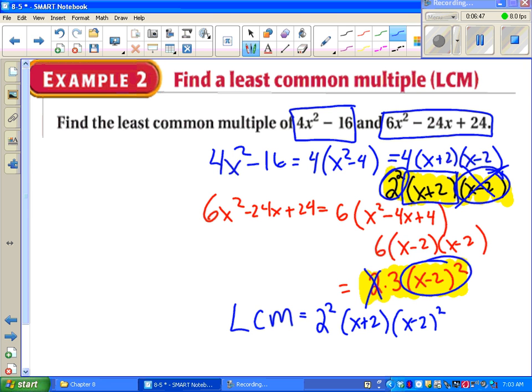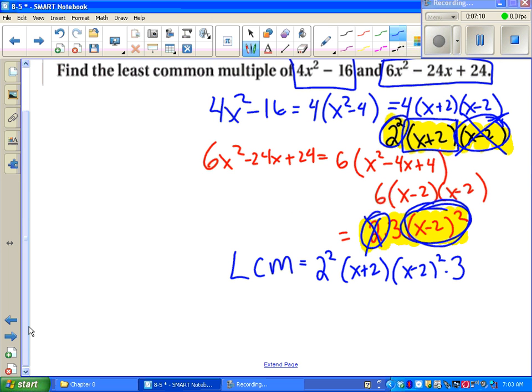So I don't need this one at all. I don't see anything else up top. Now I go to the bottom and look for things I haven't used. I don't need to use the 2 because I already took care of 2. I don't need to use the x minus 2 because I already took care of that. But I still need the 3. And the highest power of 3 is 1. So there's my LCM.